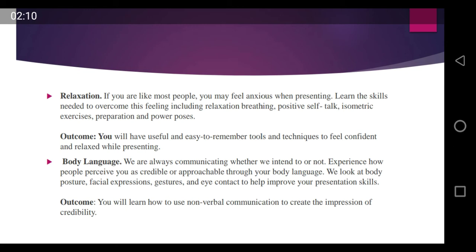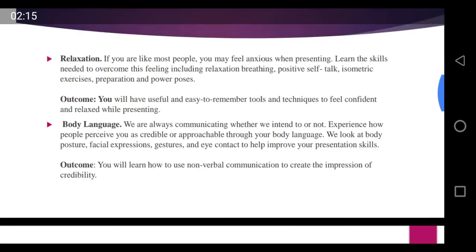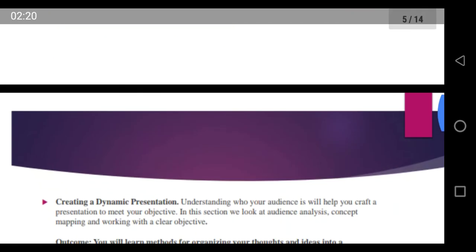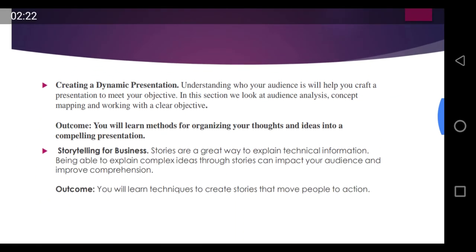Next, in today's class, we are going to cover creating a dynamic presentation. What do they mean by a dynamic presentation here? Understanding who your audience is will help you craft a presentation to meet your objective. In this section, we take up audience analysis, concept mapping, and working with a clear objective. This is very important for creating a dynamic presentation.